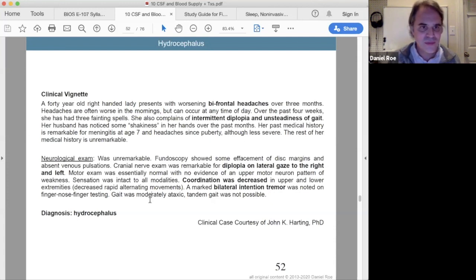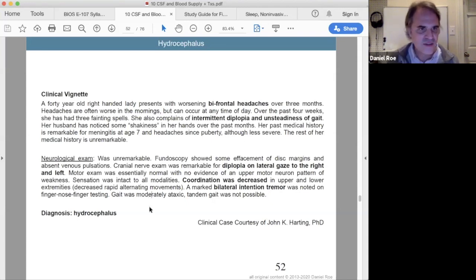So a 40-year-old right-handed lady presents with worsening bifrontal headaches over 3 months. The headaches are worse in the mornings, but can occur any time of day. Over the past 4 weeks, she's had 3 fainting spells and complains of intermittent diplopia, double vision, right? And unsteadiness of gait. Her husband's noticed some shakiness in her hands over the past months.